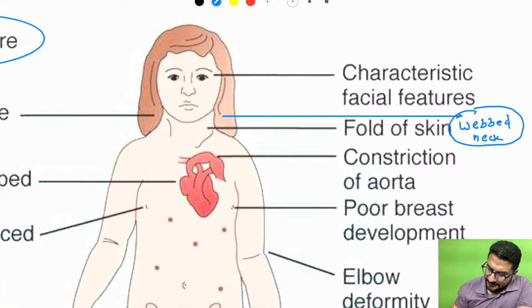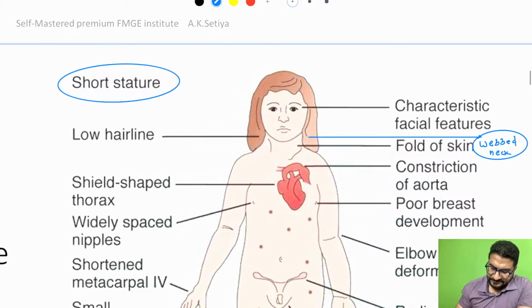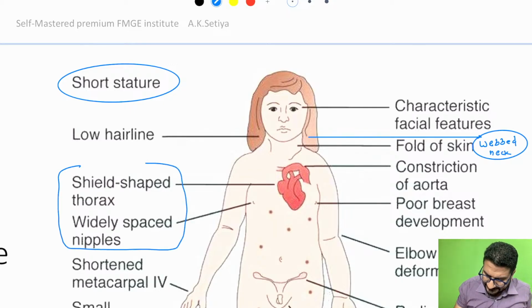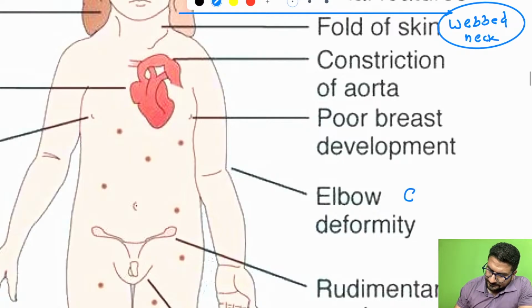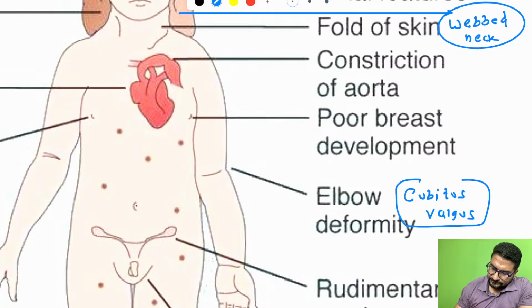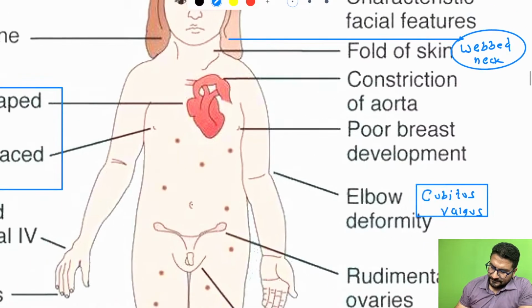Now coming to the third important thing, you will notice the patient will have a shielded chest, like small breast, and there is a gap. जो nipples होंगे वो anterior axillary line के पास जाएंगे. So you can see shielded chest and widely spaced nipples. Breast tissue small होगा और widely spaced nipples. Then you can notice the patient will have elbow deformity. We call this cubitus valgus.